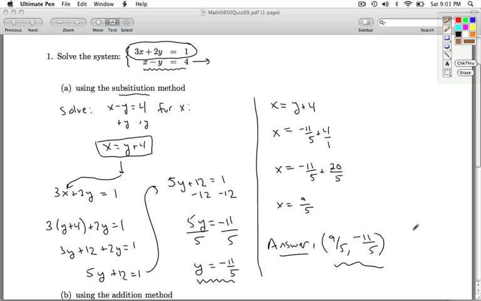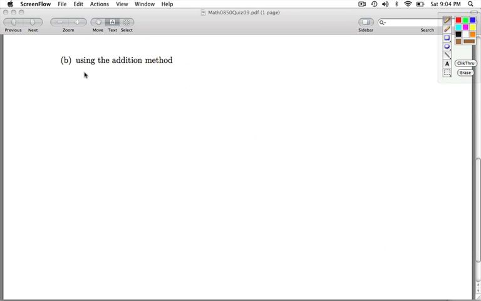And if I've done everything correctly, when I solve using the addition method, I should get the same thing. Okay, in part B, we're asked to solve the same system using the addition method. So the idea behind the addition method is I want to add these equations together so that one of the variables drops out. If I add them together as they both sit right now, neither of the variables will drop out.